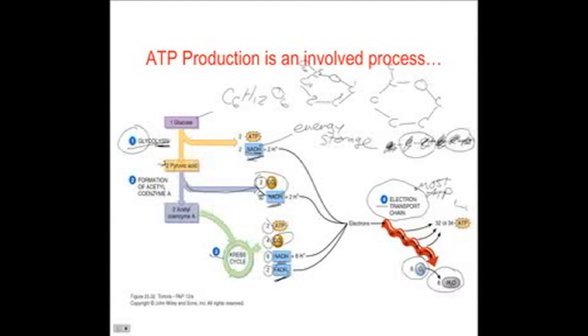We can then make 32 or 34, theoretically, 32 or 34 more ATP. So we've gone from 2 up in glycolysis, 2 in Krebs cycle, all of a sudden 32 to 34. So that's what we're shooting for.